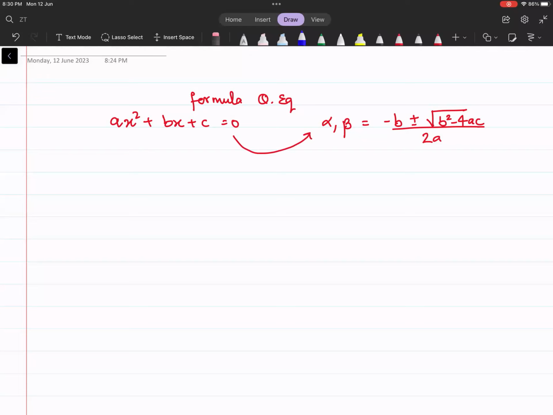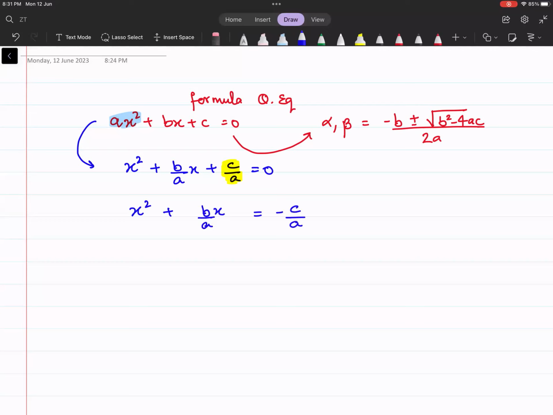For that, the first step is to make the coefficient of x² as 1. So you will divide the full equation by a. We'll get x² + (b/a)x + c/a = 0. In the next step, the constant term, c/a, will shift to the other side. So we get x² + (b/a)x = −c/a.